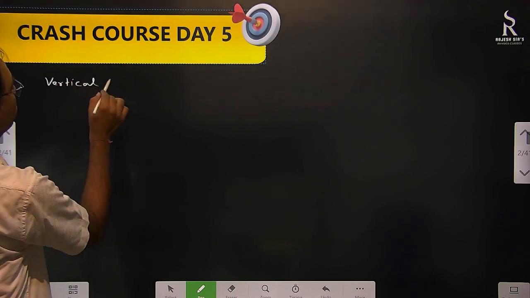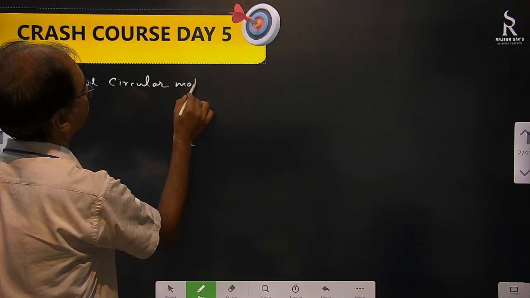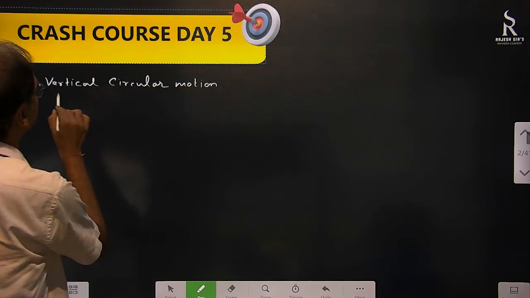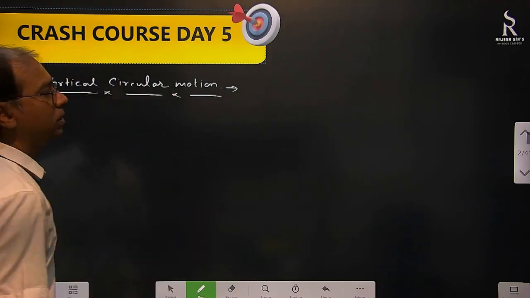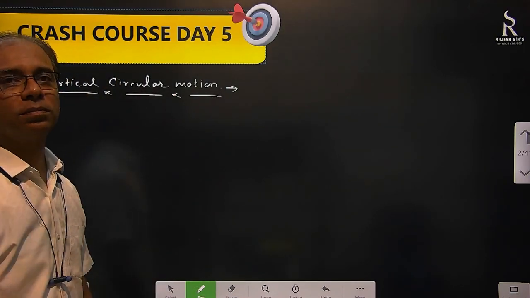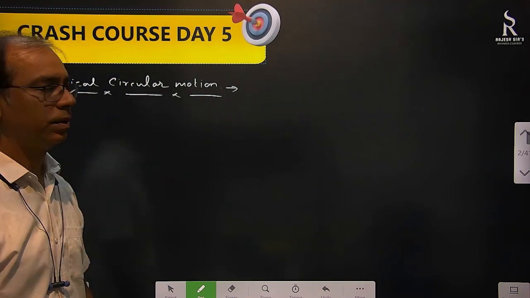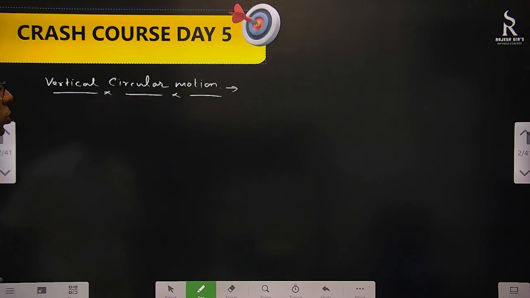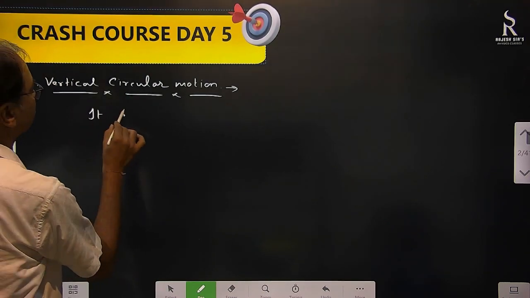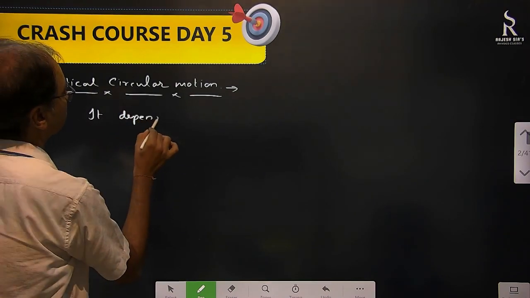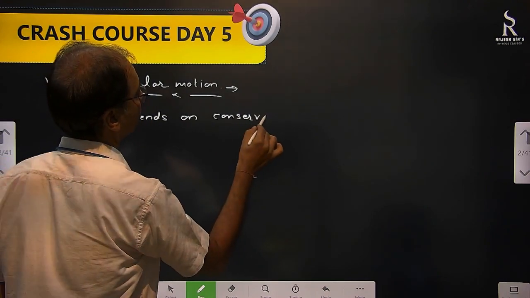Vertical circular motion. Yesterday's test I did not give you because work and energy did not finish. So this will be finishing today and you will have a test, right? Vertical circular motion, as I told you yesterday, depends on conservation of energy.